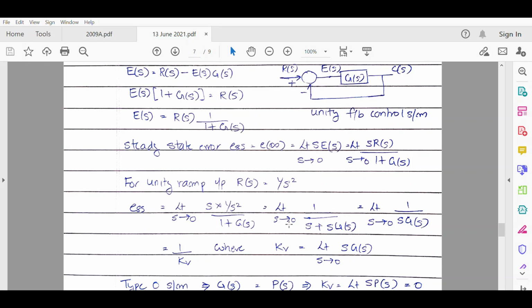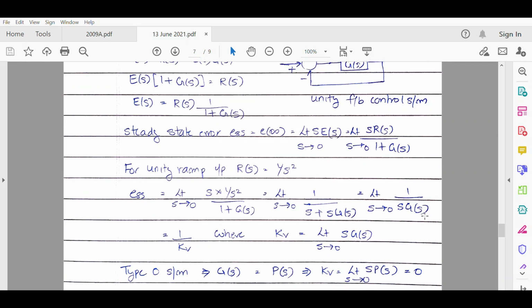Now we can further do some simplifications, and we come to this step, and finally when we substitute s equal to 0 over here, we get the final form of this equation, which is nothing but limit s tends to 0 1 divided by s into G of s. Now this limit s tends to 0 s into G of s can be defined as the velocity error constant, and with such a definition we come to the conclusion that the steady state error is nothing but the reciprocal of the velocity error constant.